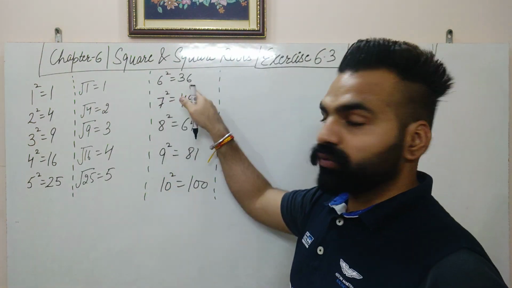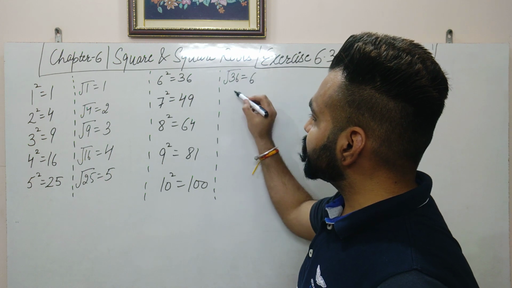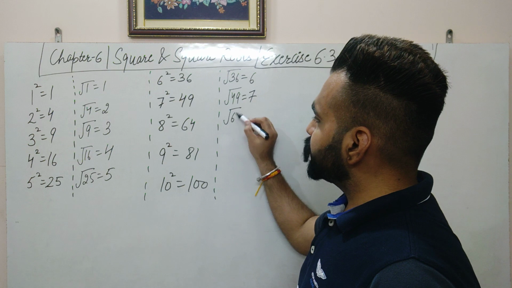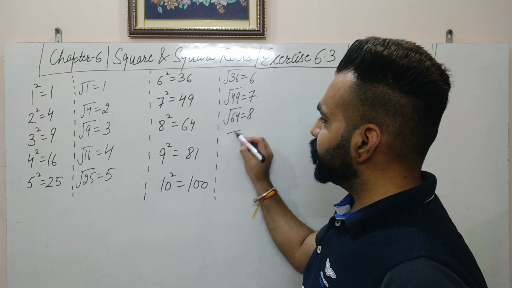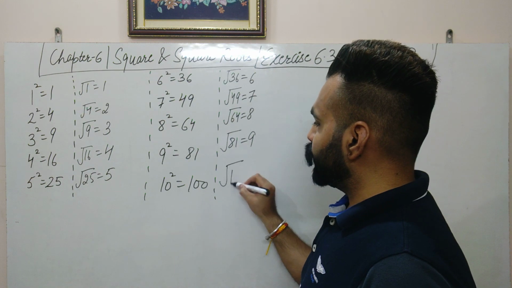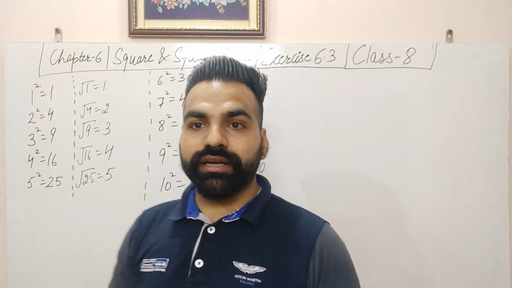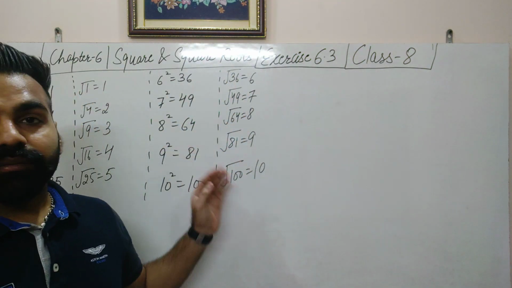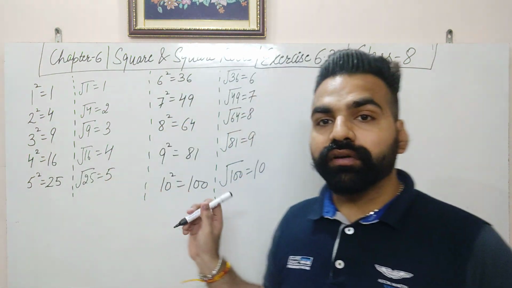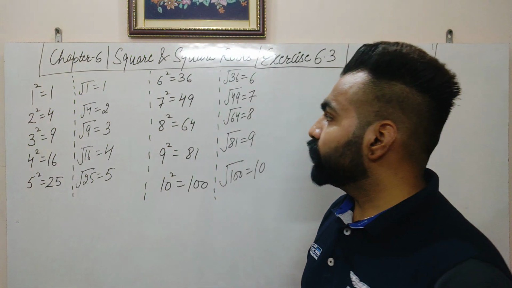Similarly here 6 square is equal to 36, so square root of 36 is equal to 6. Square root of 49 is equal to 7. Square root of 64 is equal to 8. Square root of 81 is equal to 9. And square root of 100 is equal to 10. So in this form we can calculate the square root of any number. If m square is equal to n, then m is the square root of n. And these are some examples of how to calculate the square root of these numbers.